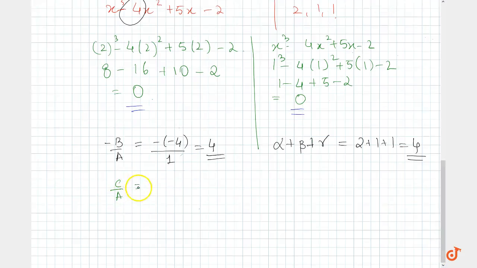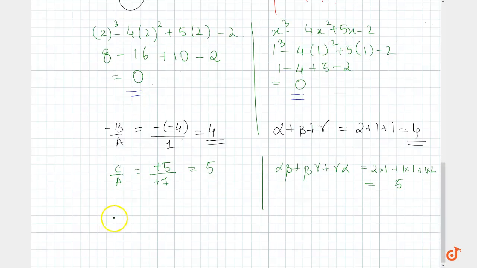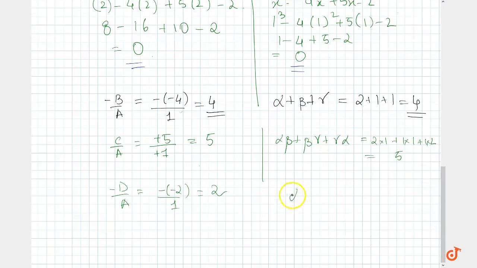Then we look at c by a. C by a is equal to plus 5 by plus 1, which is equal to 5. Alpha beta plus beta gamma plus gamma alpha, 2 into 1 plus 1 into 1 plus 1 into 2, which is equal to 5. Then we'll have minus d by a, which is equal to minus of minus 2 by 1, which is equal to 2. We have alpha beta gamma is equal to 2 into 1 into 1, which is equal to 2. Hence verified.